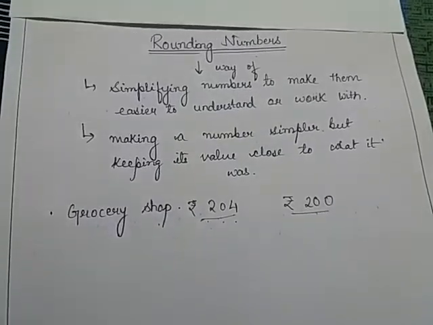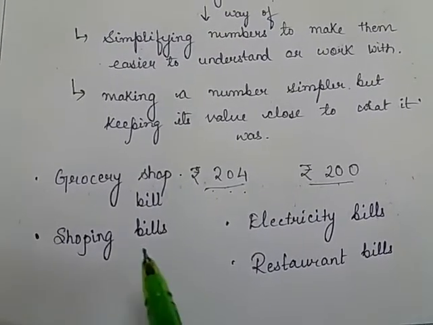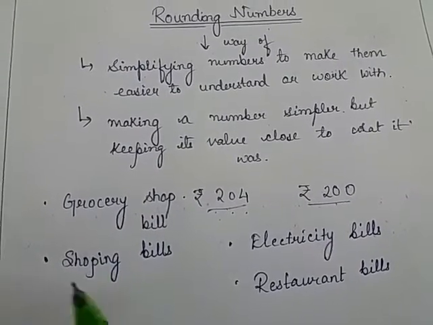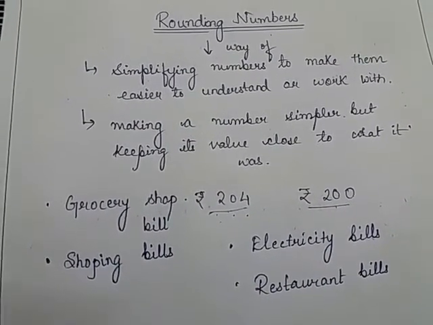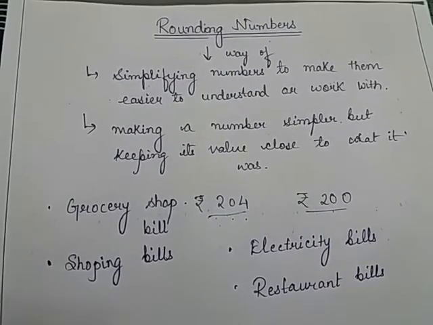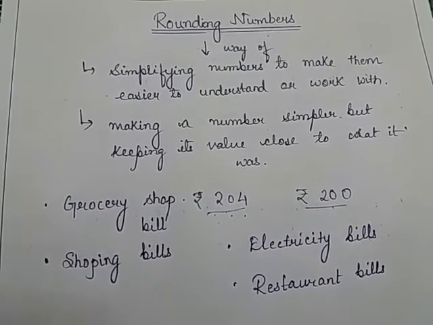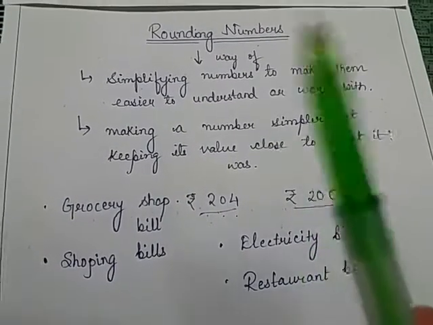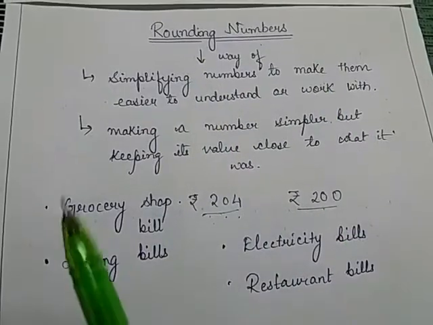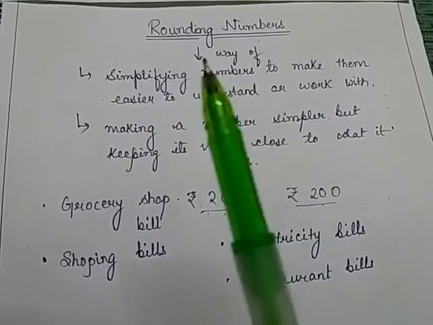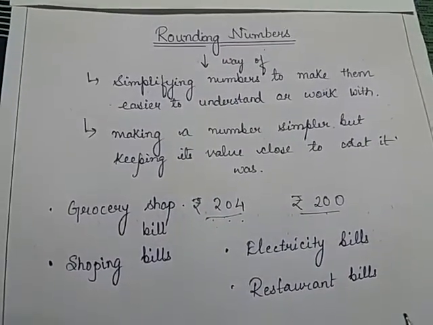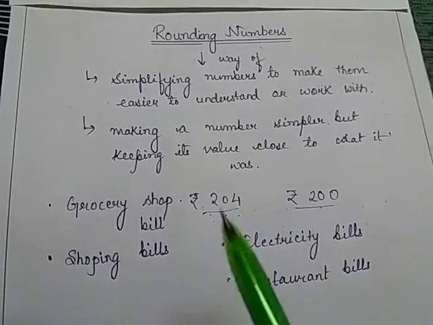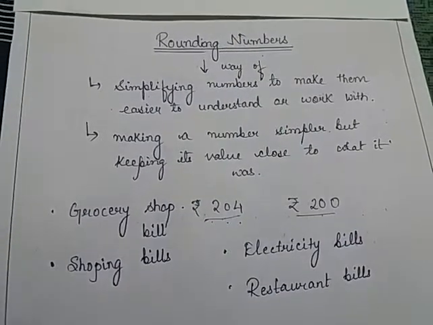Now there are many more, such as shopping bills. You must have seen after shopping that at the end of the bill there is a rounded figure of the total amount that you have to pay. Then in electricity bills also you might have seen this, that the amount you have to pay is in a round number. Then restaurant bills. So all these places are real life examples where we use rounding numbers.